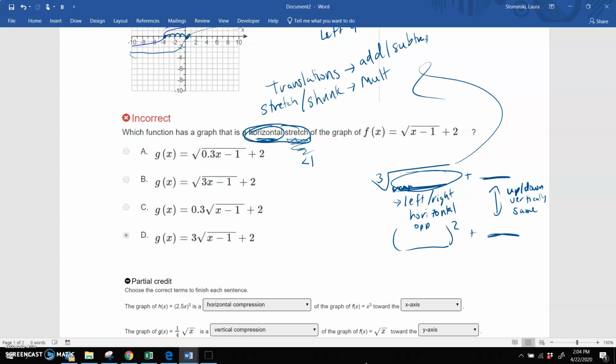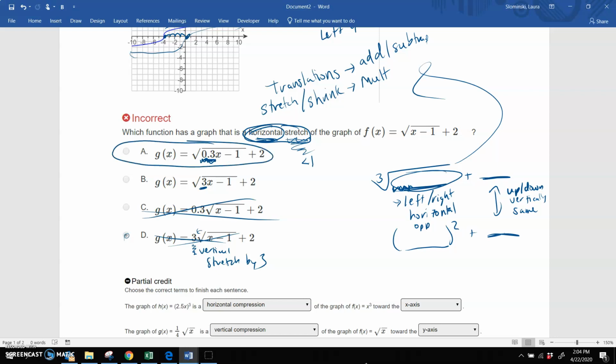So when I look at this, you can see you picked D, the 3 is a stretch, but it's outside, which means it's a vertical stretch by 3. Okay, so it's not that one because it's outside. It also wouldn't be C because it's outside. So it's either going to be A or B because that 0.3, or the 3, is inside the radical being multiplied by the x. But remember, because it's a horizontal stretch, that means it's the opposite of what I think, which means I'm actually looking for the one that's less than 1. So it would be 0.3.